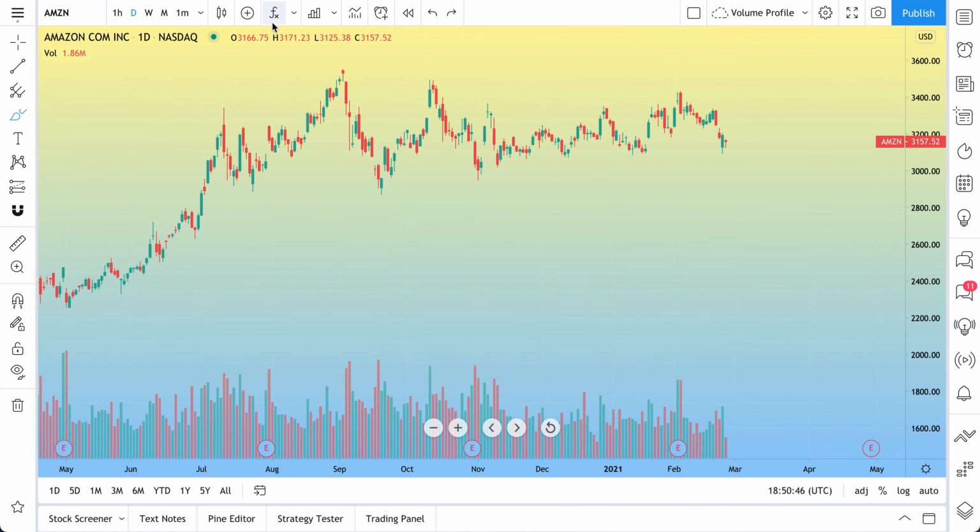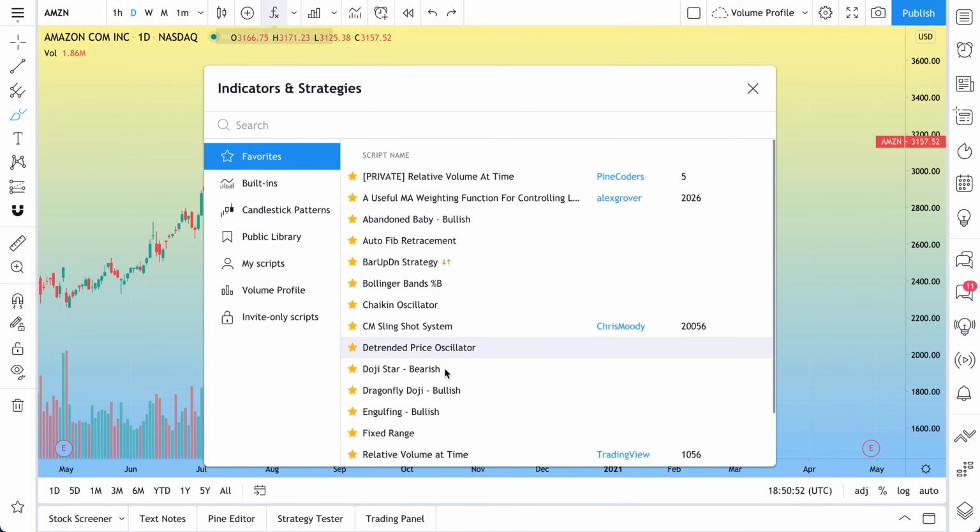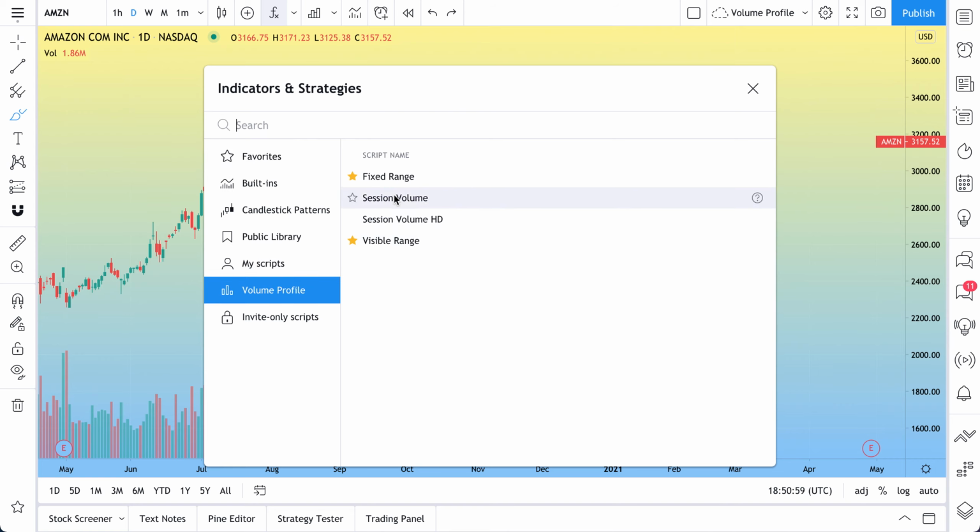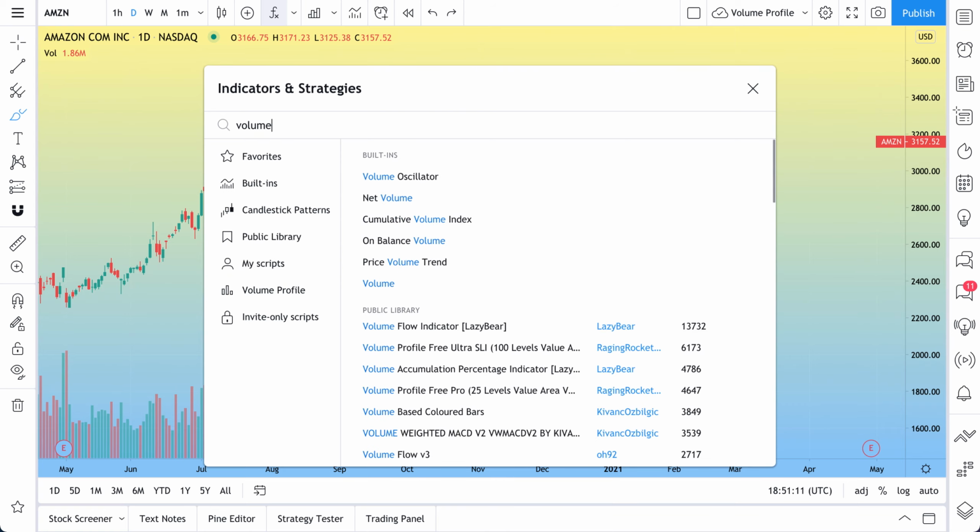So first of all, always remember your indicators are right here at the top of your chart. You can also just press slash on your keyboard to open up your indicator and strategies menu. Now, volume profiles we will also go through because this is a form of volume, and we've made several videos about volume profiles, so please watch the videos on our YouTube page to learn more. For now, though, let's type in volume.